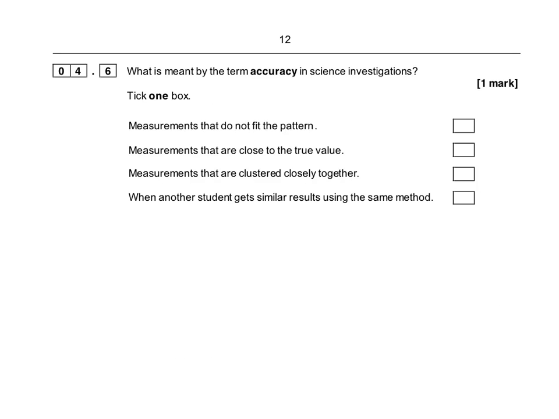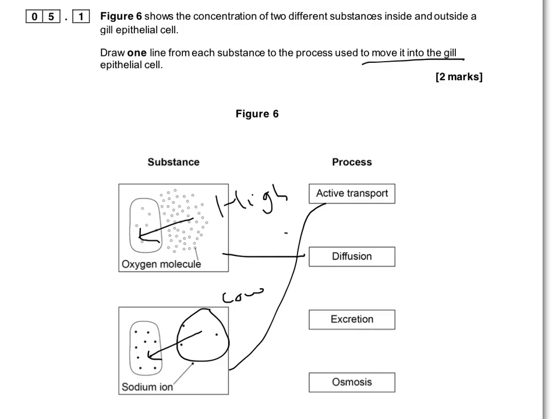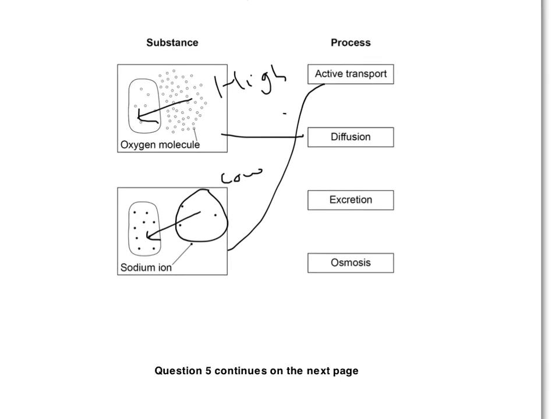This one, what is meant by the term accuracy? Accuracy means that measurements are close to the true value, that's worth 1 mark. Okay, in this question we're looking at how things move into the gill. In the first picture you've got a high concentration of oxygen outside, the oxygen is going to be moving in, so we're going high to low, so that's going to be diffusion. This one, we've got a low concentration on the outside, a high concentration on the inside, so it's going low to high, and therefore that is going to be active transport. Each of those for 1 mark.